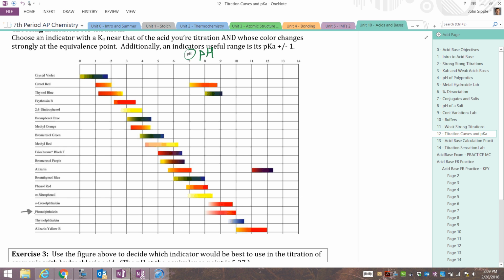It's awesome. It works great. It's got all these indicators in it, so it's like a universal indicator. Red is acidic, and it goes all the way up to blue for being basic. It's fantastic. I'll bring some in Monday.